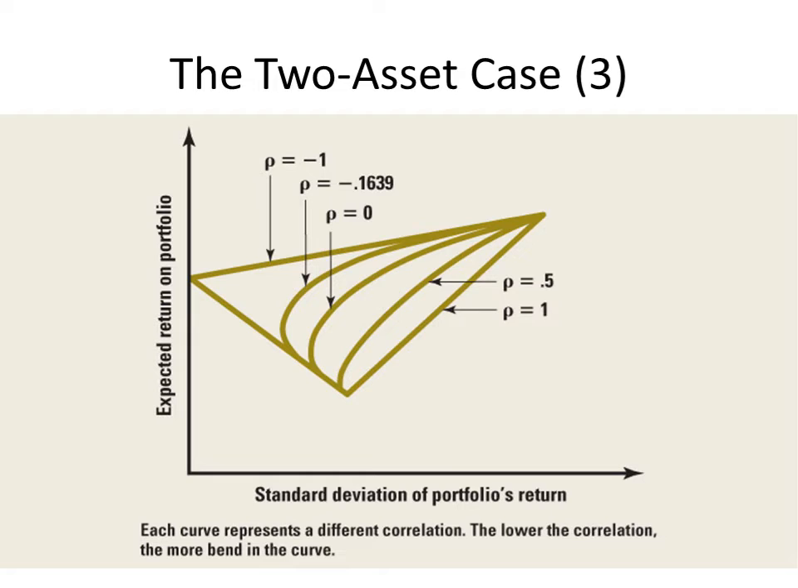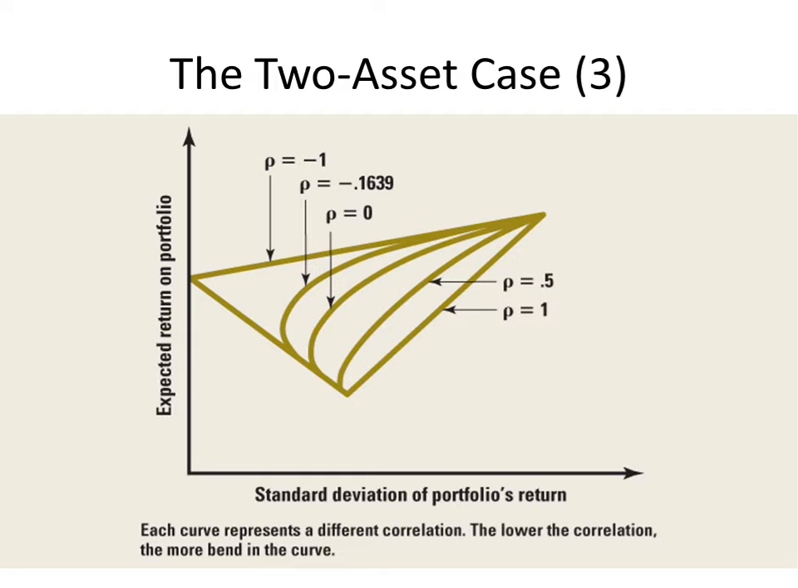However, when that correlation starts to fall, there becomes a curve in the line. And the lower the correlation is, the more extreme that curve gets, until at the point of perfect negative correlation, we wind up with 0 risk and a positive expected return. Now, many students at this point say, wow, that's great. We should do that. The problem is it's very difficult to find two stocks with positive expected returns that have a perfect negative correlation.